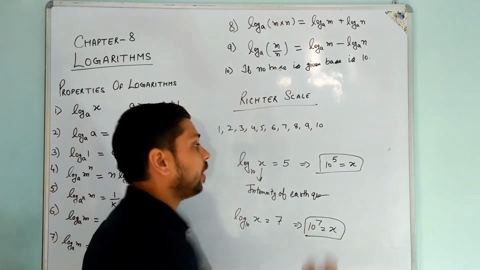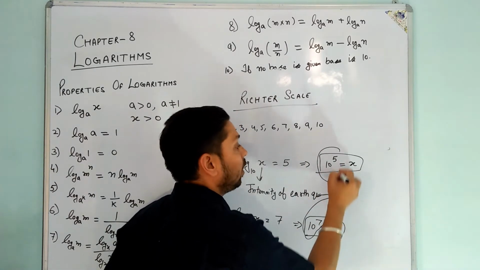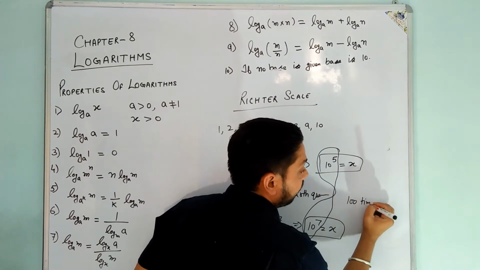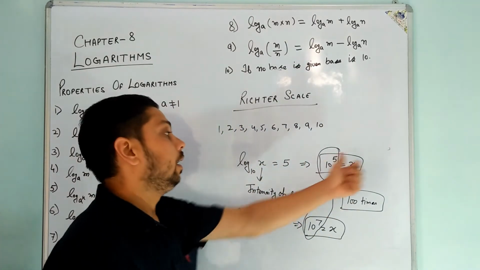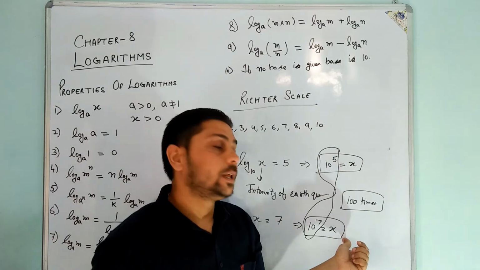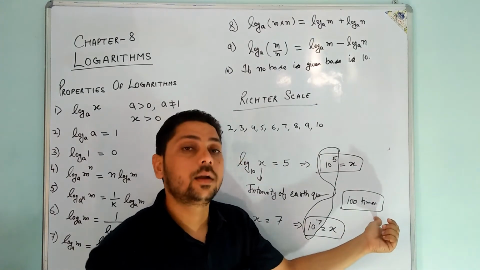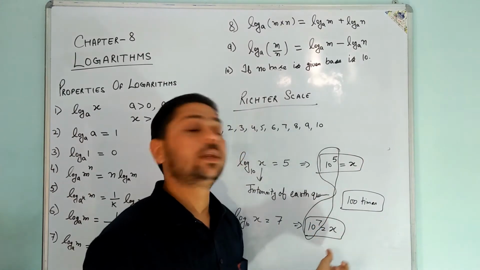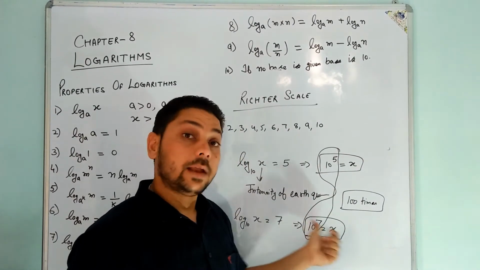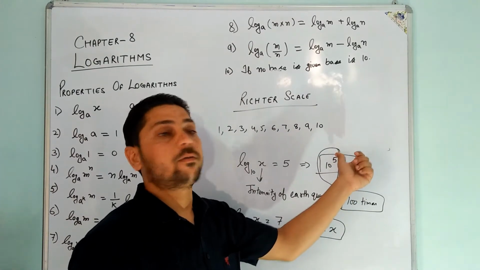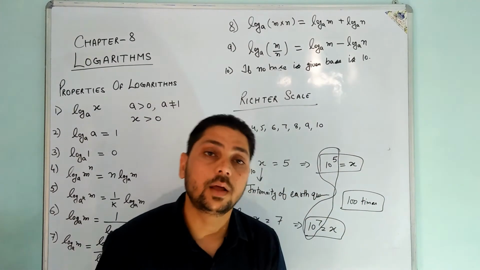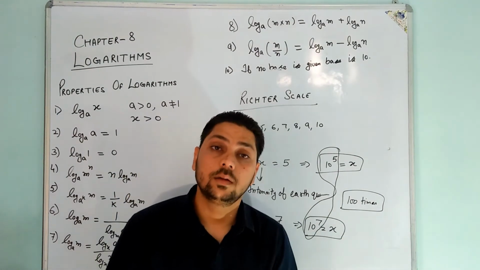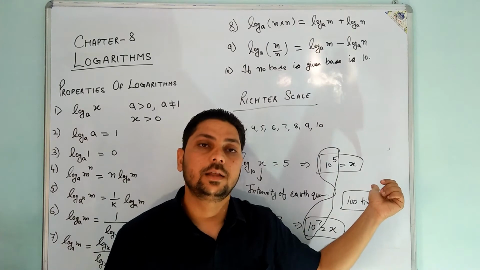So on comparing these two values, what we observe is that an earthquake with Richter scale 7 is 100 times more than the earthquake with Richter scale 5. Earthquake with Richter scale 7, that is 10 raised to power 7. Here we have 10 raised to power 5. This is 100 times more than the Richter scale 5. 100 times is a very huge intensity.